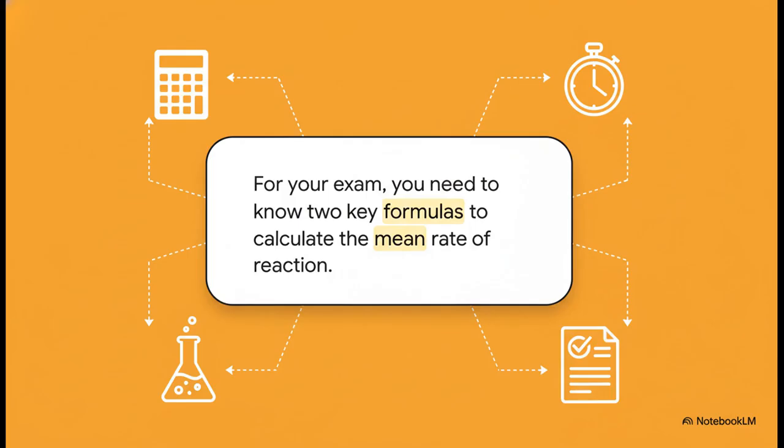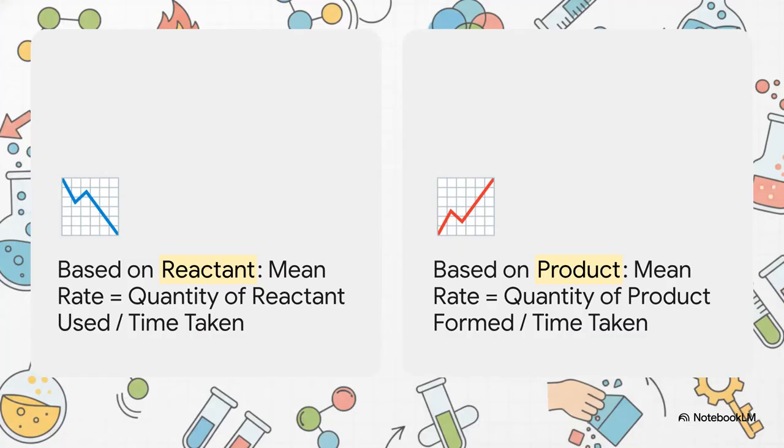For your exam, you absolutely have to know two key formulas that let us calculate the mean or average rate of a reaction. So you've got two ways to look at this. You can either track how quickly one of your ingredients, the reactants, is disappearing, or you can track how quickly your final product is appearing. The units you use totally depend on what you're measuring. If you're weighing a solid product, for instance, your rate might be in grams per second. If you're collecting a gas, it'll probably be in centimeters cubed per second.